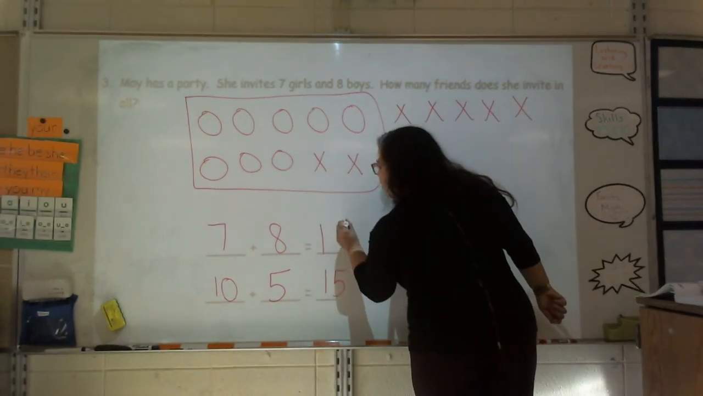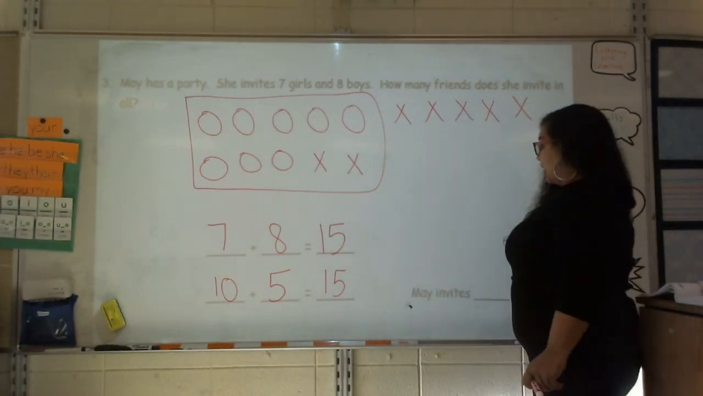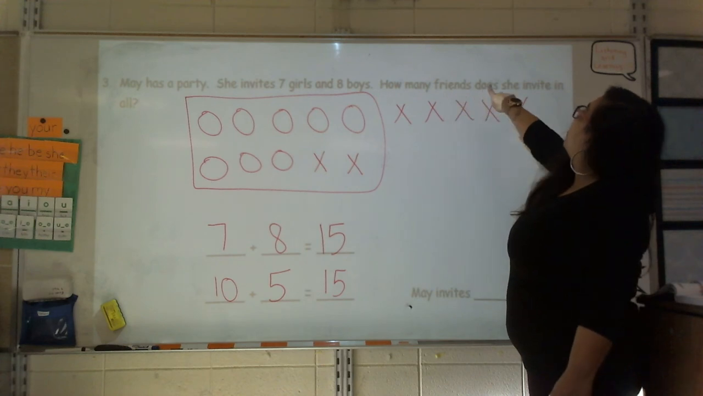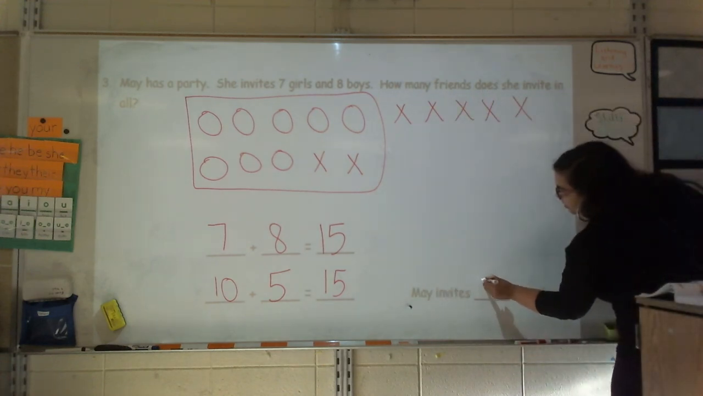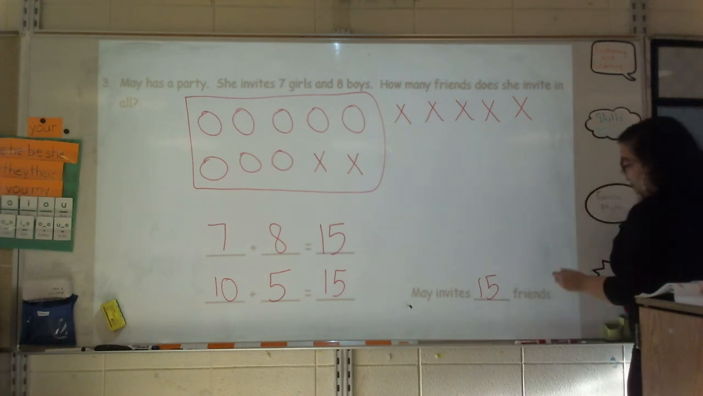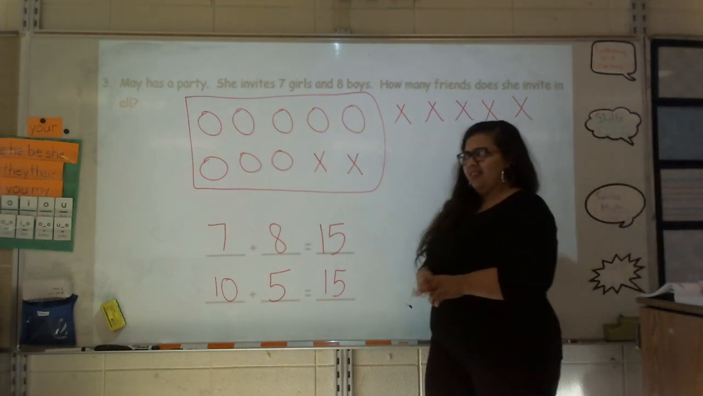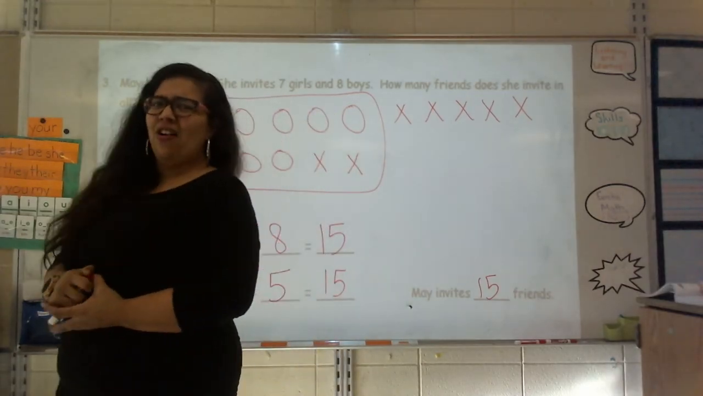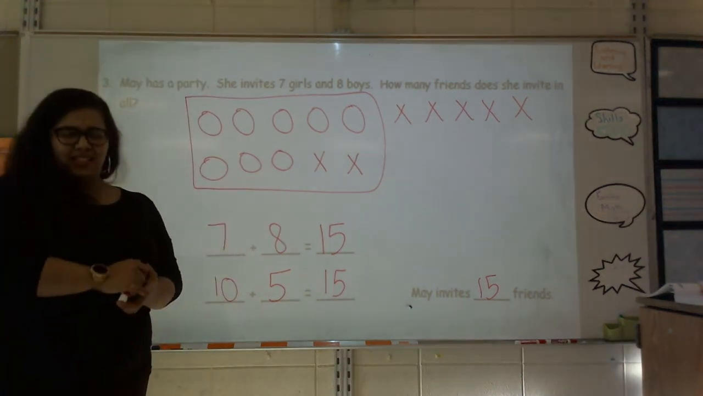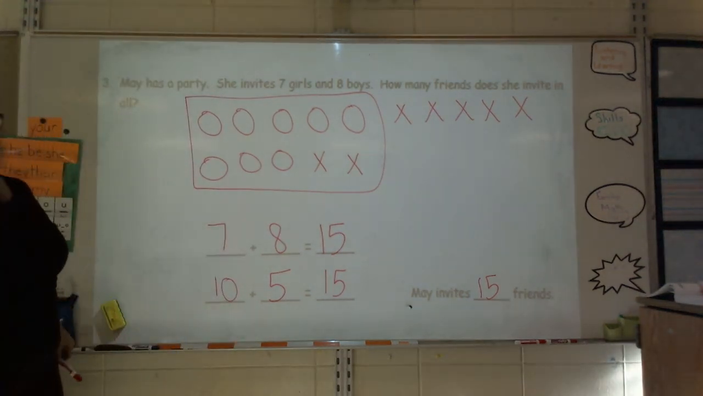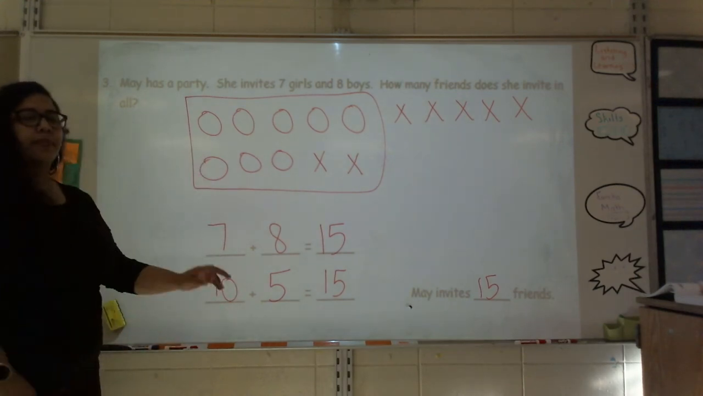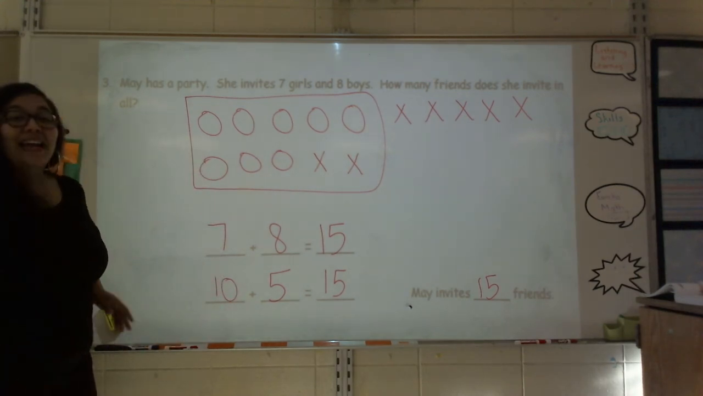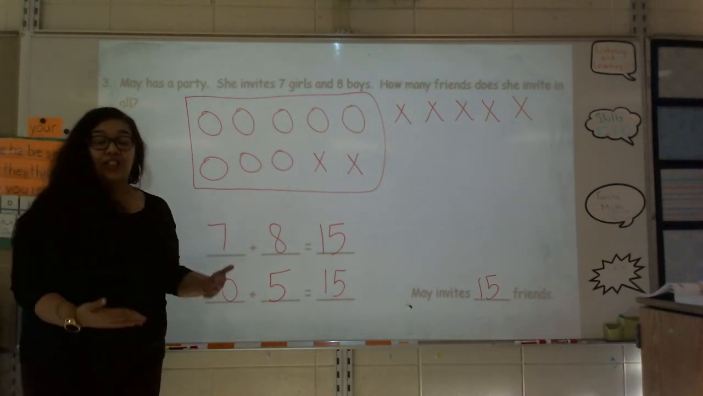Our result is 15, which means how many friends does she invite in all? May invites 15 friends. That's a lot of friends. I think she invited her whole class. Once you add May, there's 16 kids at her house. Nah, that's not a party at the house. They done gone somewhere. They had like Safari Nation or something. But May invites 15 friends is the answer to our question.